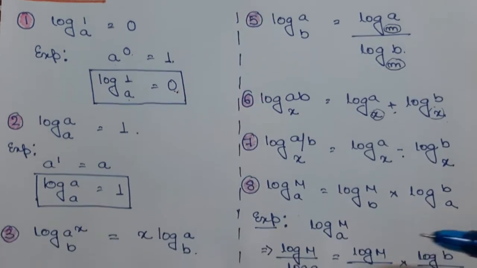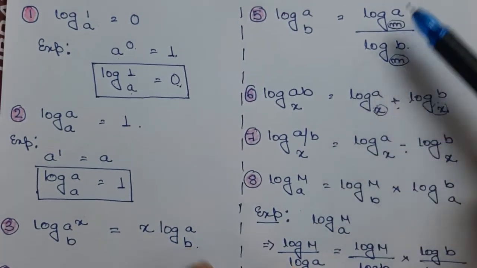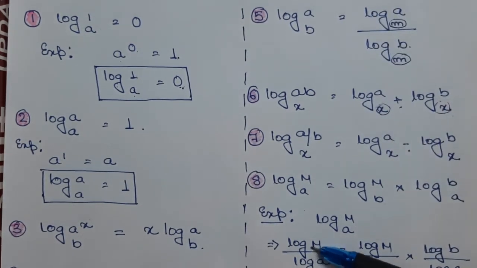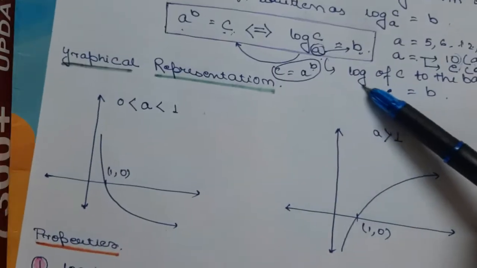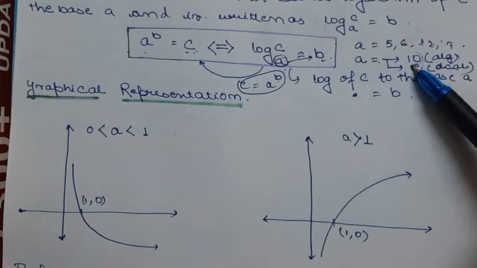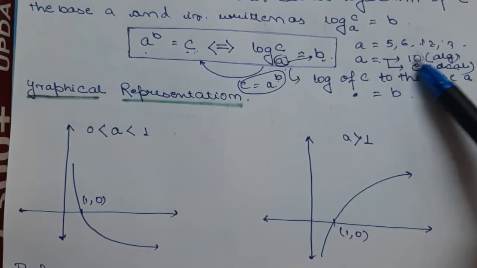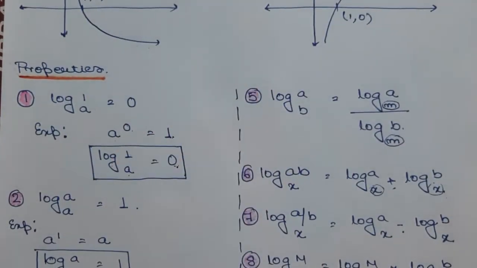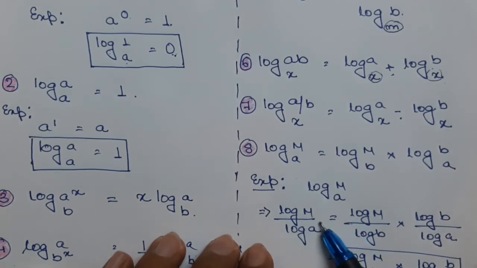How? See, log of m to the base a can also be written as log of m by log of a, by seeing this property. And as I have nothing written here, it means I have taken the base 10, which I have discussed earlier. If the base is not mentioned, then it can be 10 or e. Here I have taken 10 for algebra, and if we take calculus, we will go for e. The base can be anything, 10 or e also. The property will hold for that also.